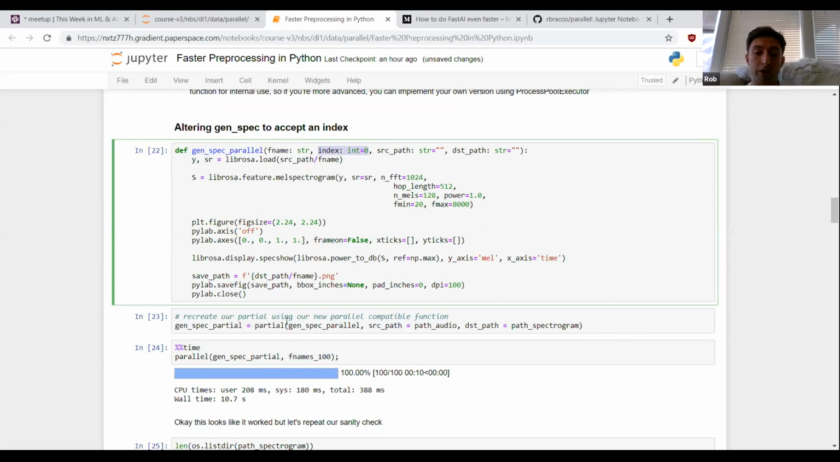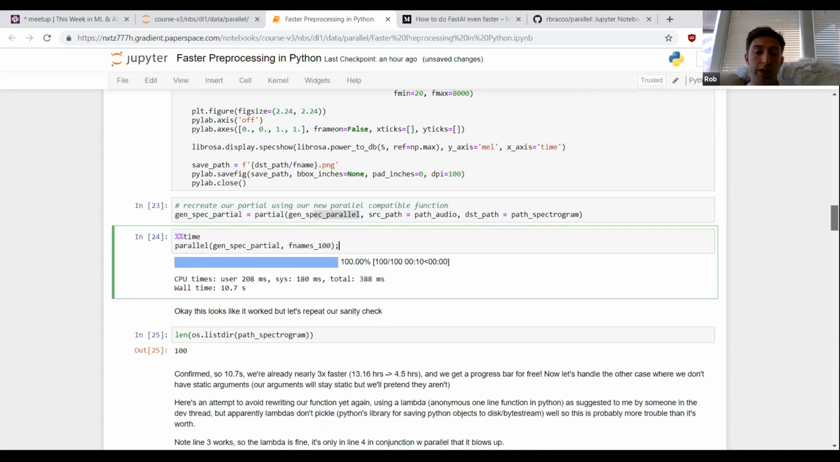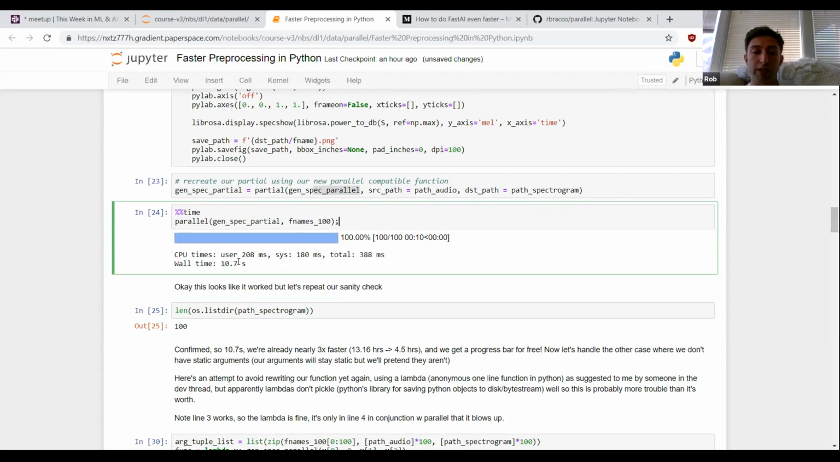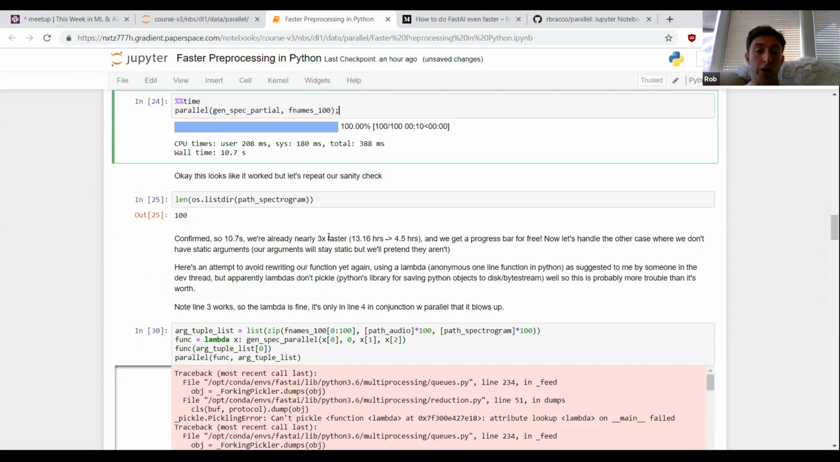And then we go back, recreate our partial, this time passing in this genspec parallel function, filling in the source path to be the constant, destination path to be the constant. And we run it. This time it works. It looks like it took 10.7 seconds. Our original was around 30. I'll repeat the sanity check, and there are indeed 100 files there. So we're already 3 times faster.